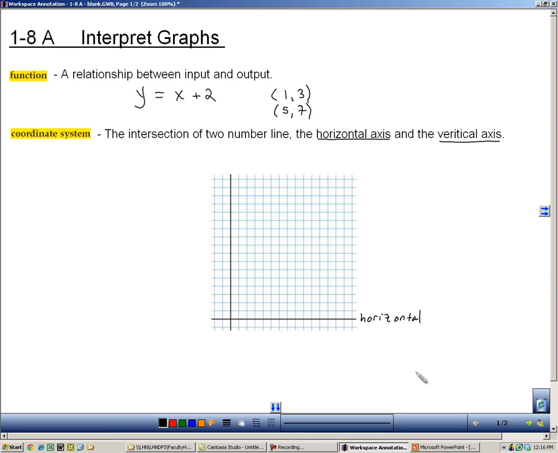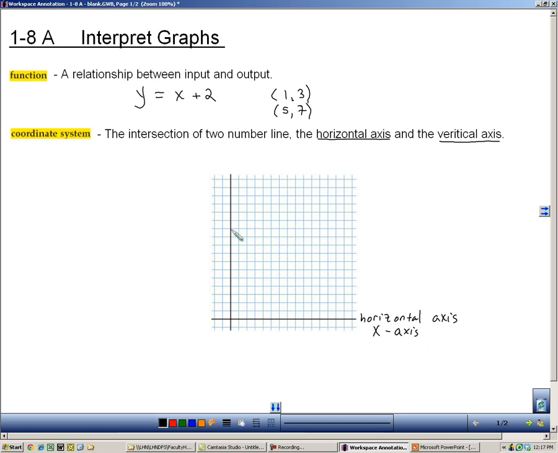The horizontal axis is this one. I remember that because it looks like the horizon. If you look out along the horizon, maybe a sunset, I remember that because of the word horizontal. This is also known as the x-axis. It's called the x number line or the x-axis. That's where we're going to label x values.